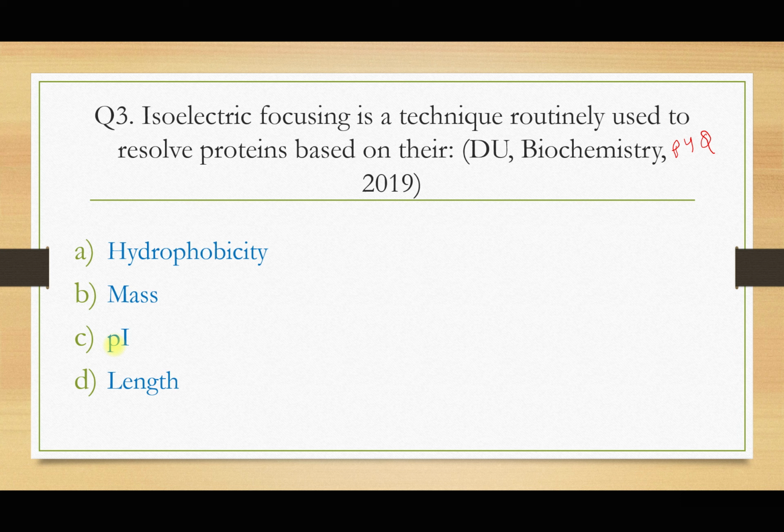The correct one is option C, which is the pI. pI stands for the isoelectric point. It is that pH at which the net charge on a particle is 0. So the correct answer is C, pI, isoelectric point.